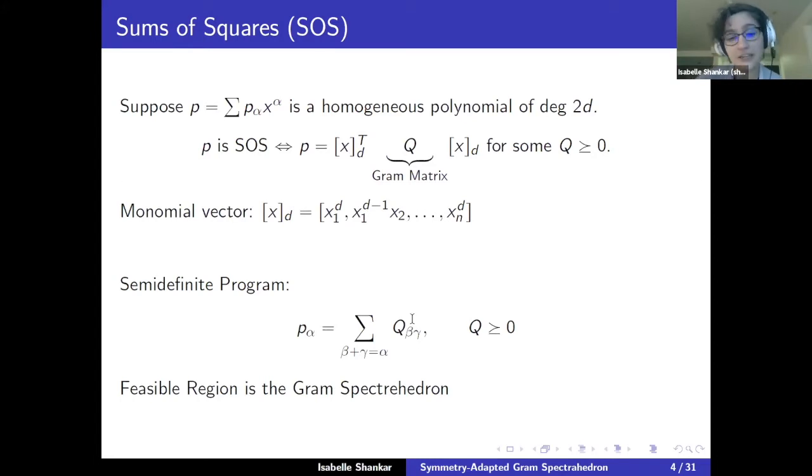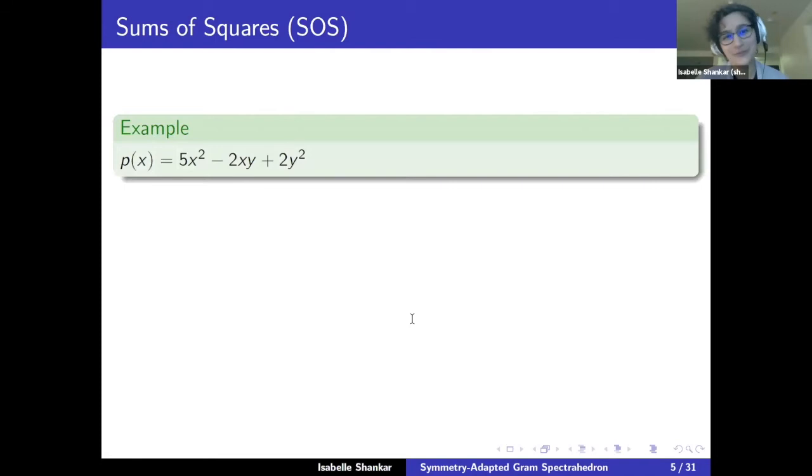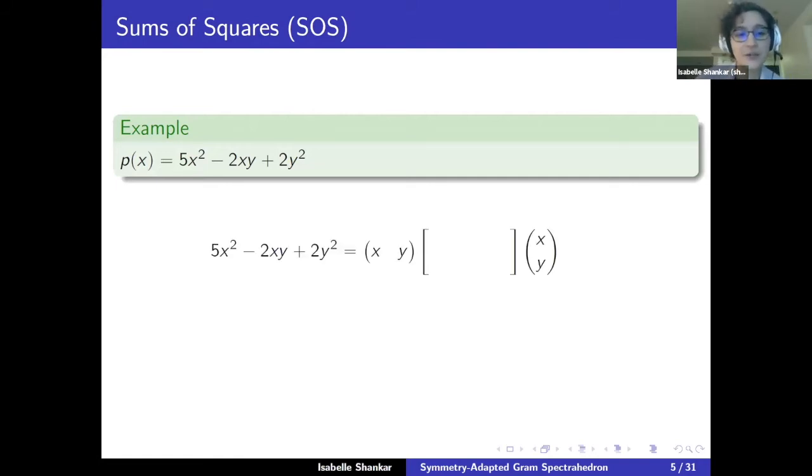Okay, well, I actually have an example to go over. So if there's questions, maybe some things will be clarified here. Here's a polynomial. I claim that 5x² − 2xy + 2y² is a sum of squares. According to the fact that we saw a moment ago, I'm going to try to write this polynomial in that x bracket Q x bracket form, right?